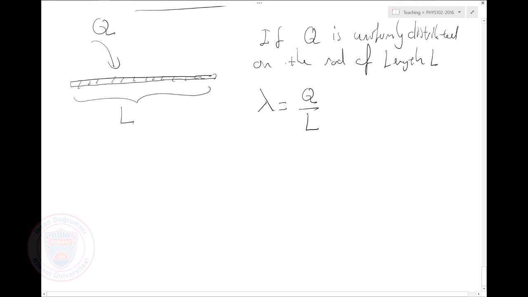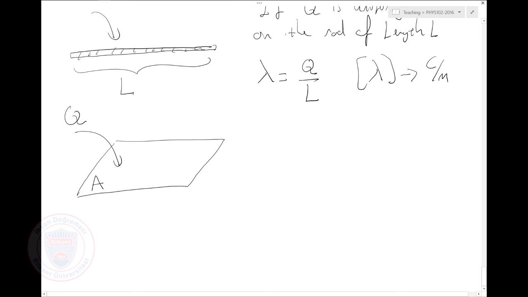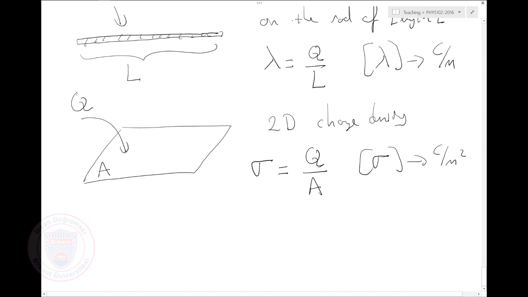Such one-dimensional charge distributions are generally shown by the Greek letter lambda. Okay, so this is the 1D charge density. What's the unit for lambda? Coulomb per meter. You can think about doing this also in two dimensions. Maybe take one of these sheets, put a lot of charges on it, and see what the electric field at some point is like. So if I put a total charge Q onto an area A, that would be a 2D charge density, shown generally by the Greek letter sigma, Q divided by A. And the unit for that will be coulombs per meter squared.